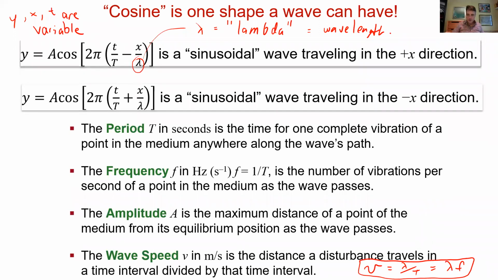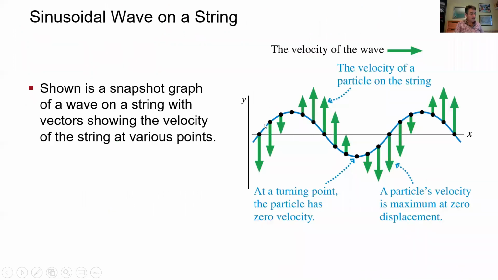So how does this look? Well, we already saw a video of it. Let me try to show you what's going on. Here's a snapshot graph of a wave on a string. What's shown here with the green arrows is the velocity of each particle. So remember, as the wave goes from left to right, the particles only travel up and down. So none of these arrows goes left or right, because that's not the direction the particles move.